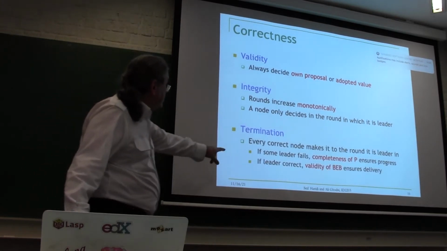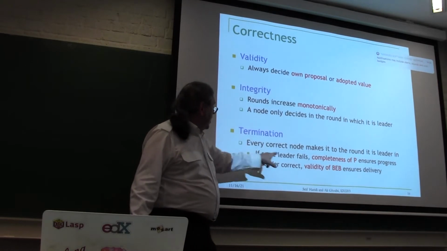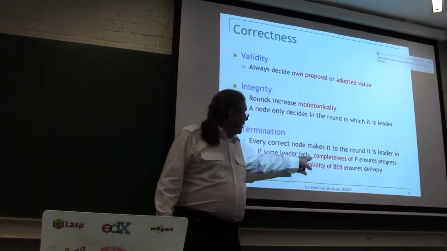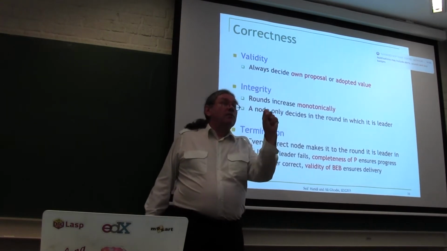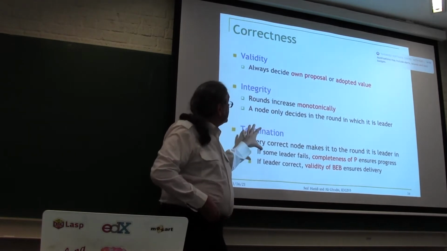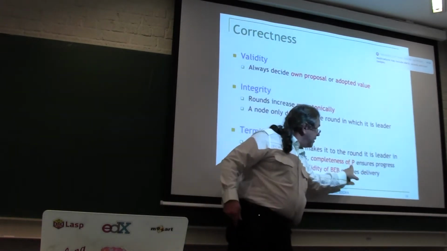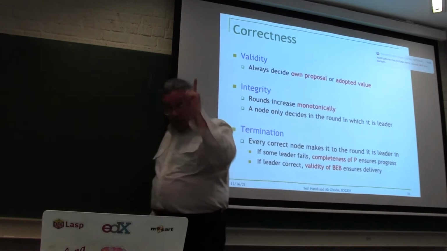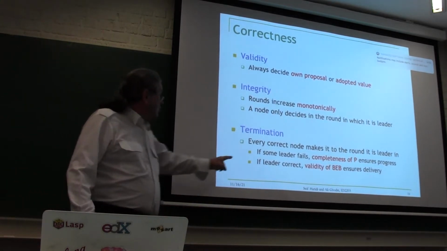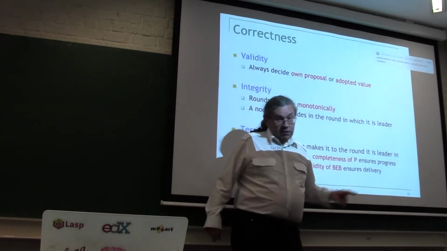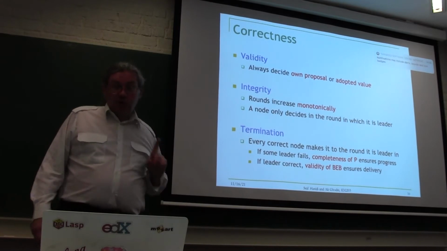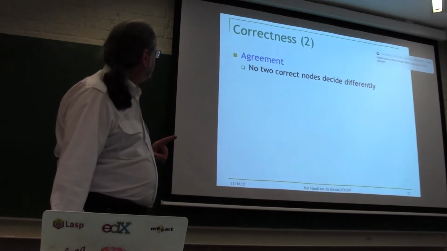And it terminates because of completeness of P. P will detect when nodes crash, so then you can go to the next round. So this only works because of P, okay? Because P is complete, because P will detect crashes. That's what completeness means. If you didn't have a failure detector, this would not work, okay?